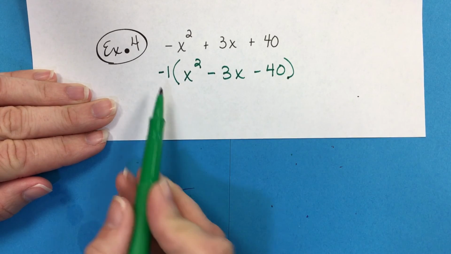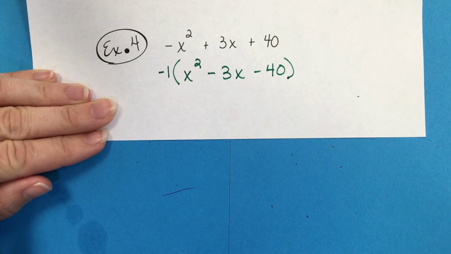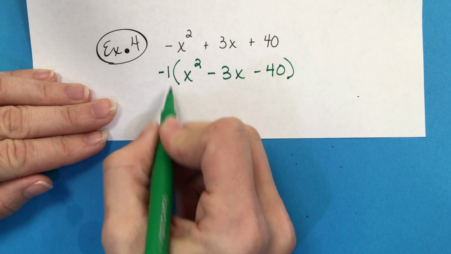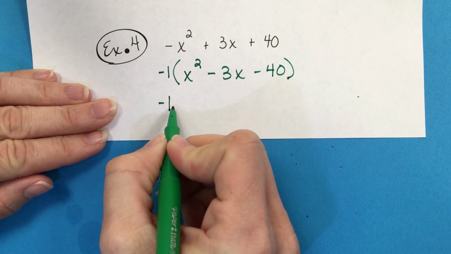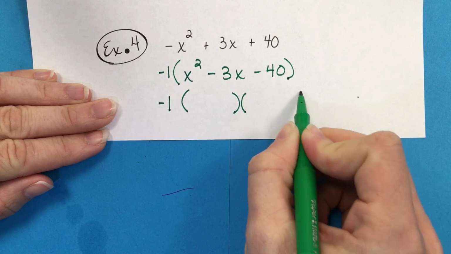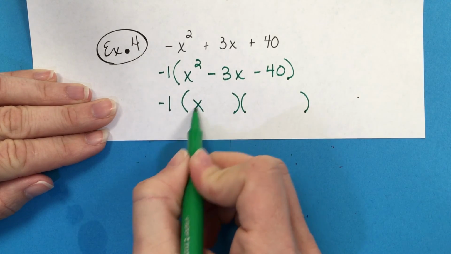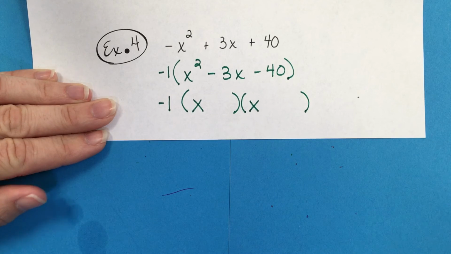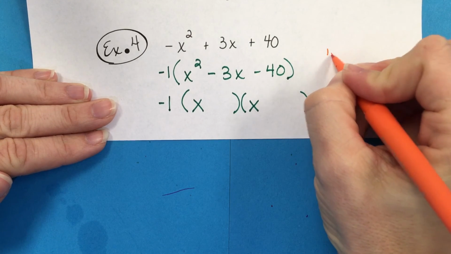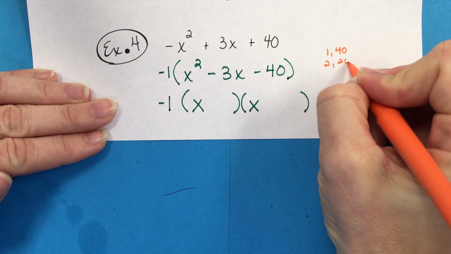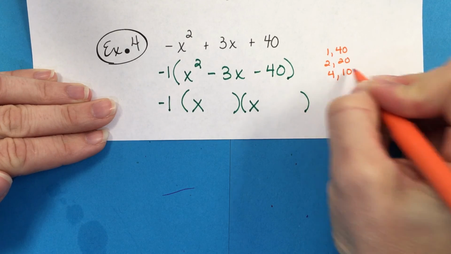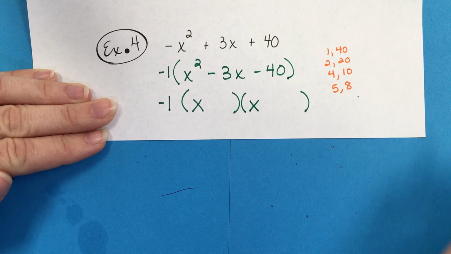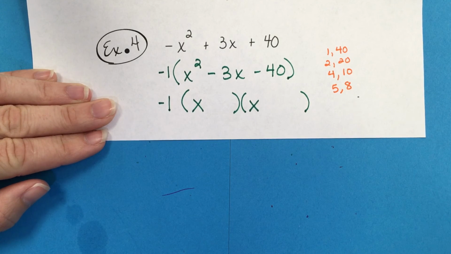Okay? Now, by taking out that -1, my x squared is positive, and this will factor the same way, through the same process as the other ones did. The -1 is part of your answer, so go ahead and bring it down. Do your two sets of parentheses, so x squared is going to be x times x. Now with 40, we've got several options here. Of course, we've got 1 times 40, 2 times 20, 4 times 10, 5 times 8. And I do believe that's all the choices we have that will multiply and give us the 40.